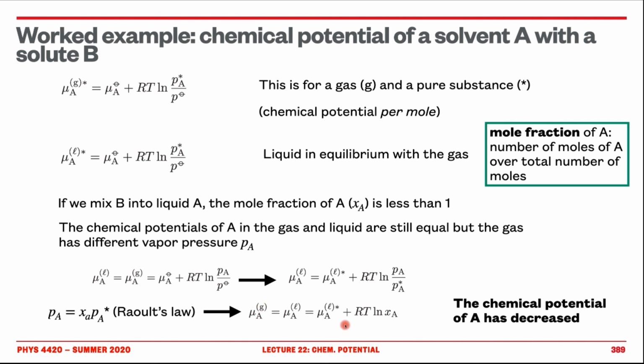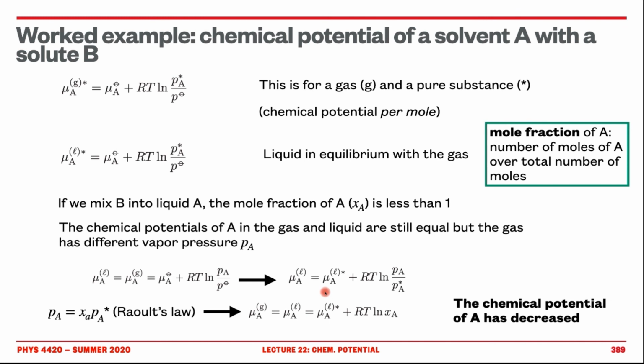So basically, we found that the chemical potential of A has decreased, right? The chemical potential of A, right here, is what it was before, plus a term that involves the logarithm of a number that's less than 1. The logarithm of a number that's less than 1 is negative, so the new chemical potential went down. That's what happened. So by adding molecule B in A, we have decreased the chemical potential.